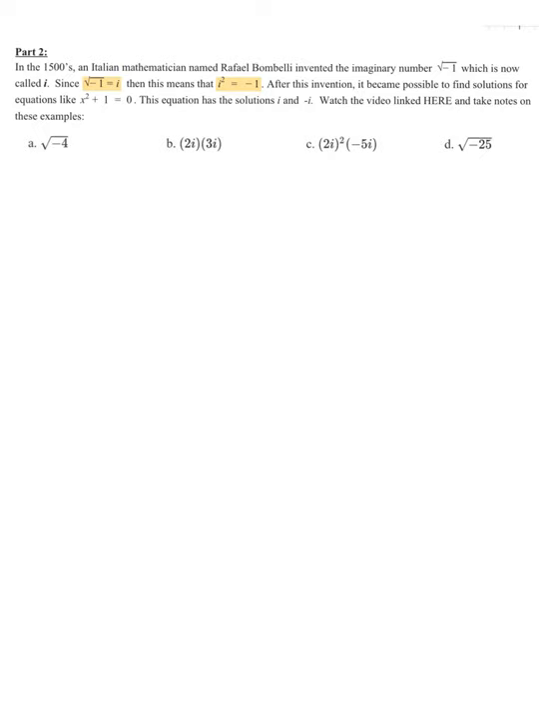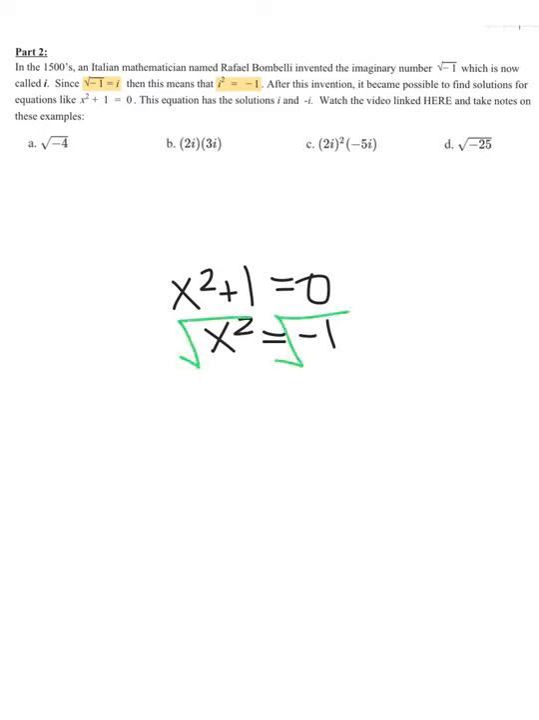So in the introduction, they point out that after the invention of I, it becomes possible to find solutions for equations like x squared plus 1 equals 0. Let's just take a minute and make sure we understand where they got that solution from. We have x squared plus 1 equals 0. We subtract 1 on each side, and we get x squared equals -1. When we square root both sides, this is where we then get x equals plus or minus I.